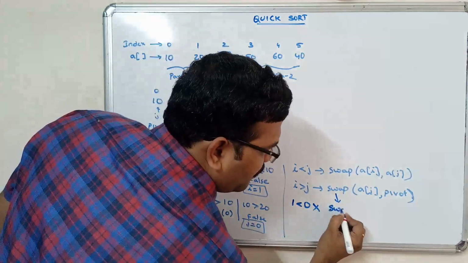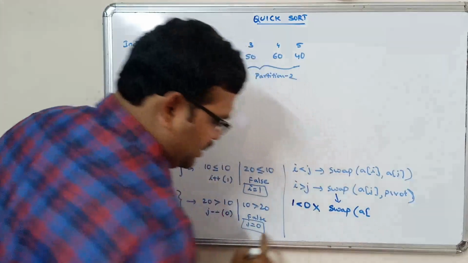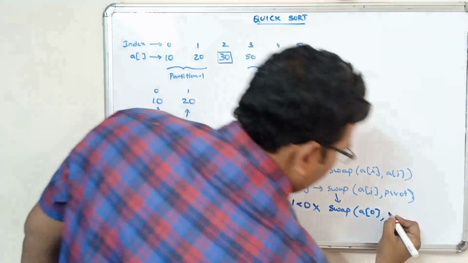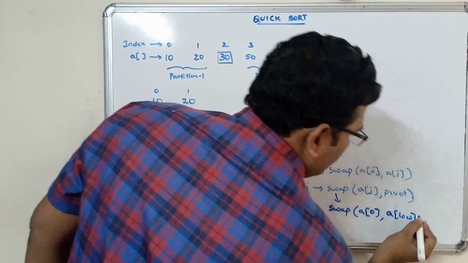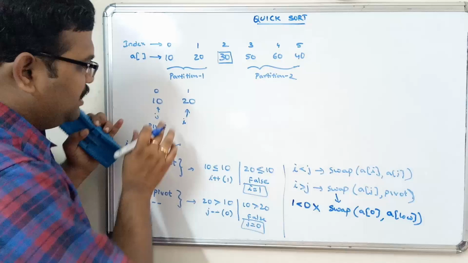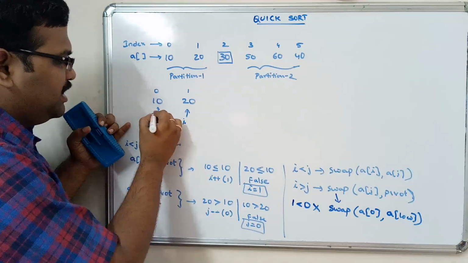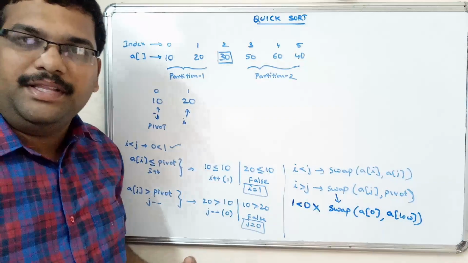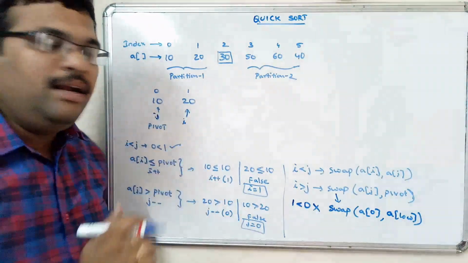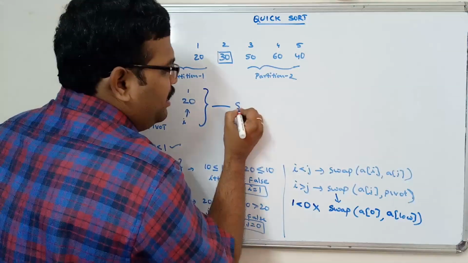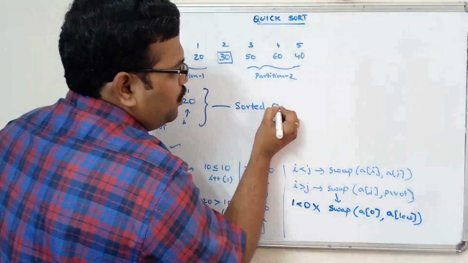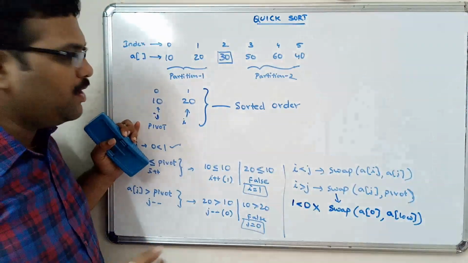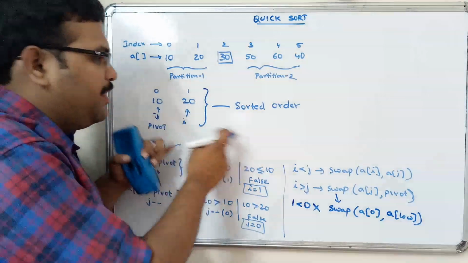So swap A of J, means 0, comma pivot. Here pivot means again A of 0. So both the J value and the pivot are at the same position, so we need not swap anything, right? So already those are in sorted order, because we need not swap any element. Okay, only two elements are there. We need not swap any element.